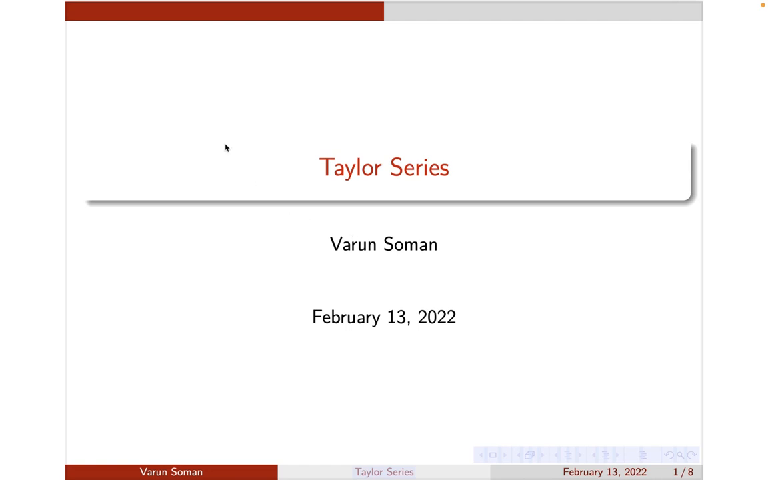For example, we have discussed series like 1 plus 1 by 2 plus 1 by 3 plus 1 by 4, etc. In this series the terms are constants, but we will now be focusing on series which will have terms like this: 1 plus x by 2 plus (x by 2) the whole square plus etc. So basically we will be focusing on series which have variable terms.